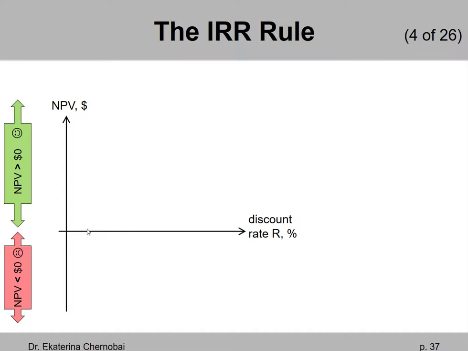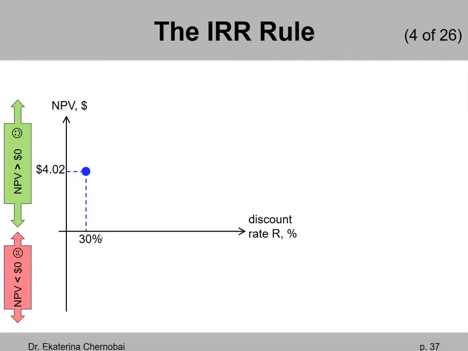If we put the discount rate on the horizontal axis, right? So as we move to the right, the discount rate is increasing. And then for each discount rate, we calculate the net present value. And that's what we have along the vertical axis. So above the horizontal axis, the net present value is above $0. That's a good thing. That's when we say the project should be accepted. But if we are below the horizontal axis, that's where the net present value is below $0. And that's when we say reject the project.